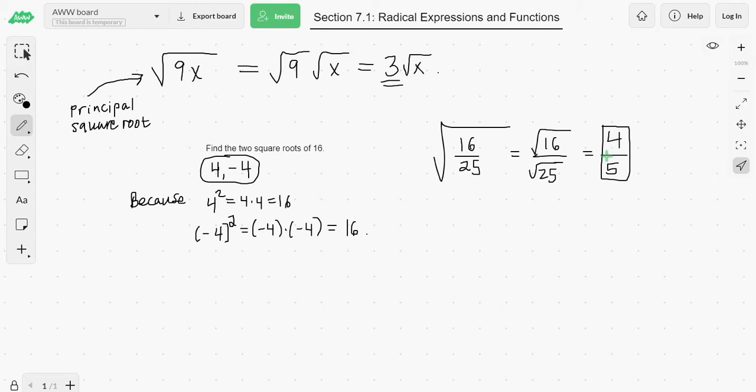Now let's introduce some terminology. All of the things that we've looked at so far are called radical expressions, and then the thing under the radical is called a radicand. Just a way of referring to the thing under a radical.